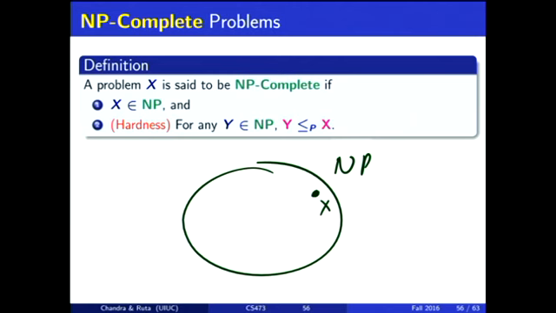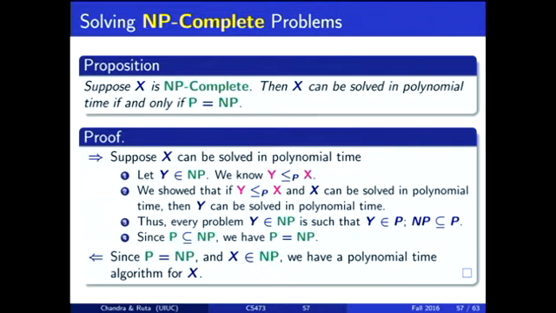For any Y in NP, that means any problem in NP, it can be reduced to this problem. So X is at least as hard as any other problem in NP. The first question is very easy: if X is NP complete, then X can be solved in polynomial time if and only if P equals NP. Why is that? Well, if P equals NP, clearly everything in NP can be solved in polynomial time. That's easy. But if X is an NP complete problem, then if I solve X in polynomial time, everything can be solved in polynomial time.